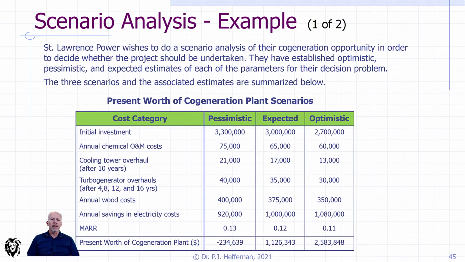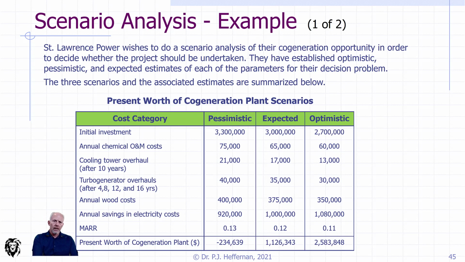So the easiest way to do this is to look at an example. We've looked at St. Lawrence Power before with their cogen unit. But in this case, we want to set it up as a scenario analysis of what might be the outcome. And so they've done it in a classic sense.